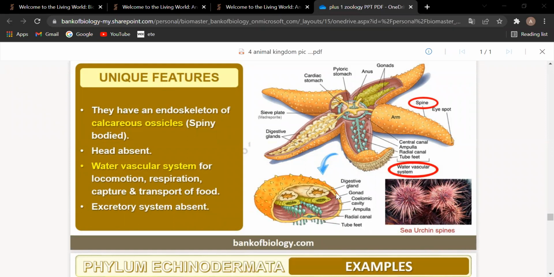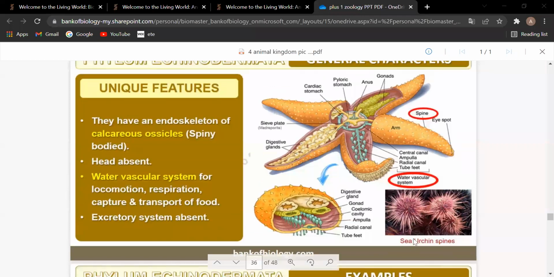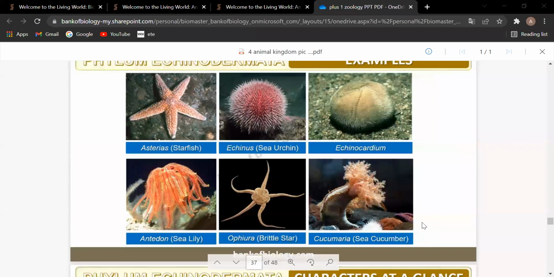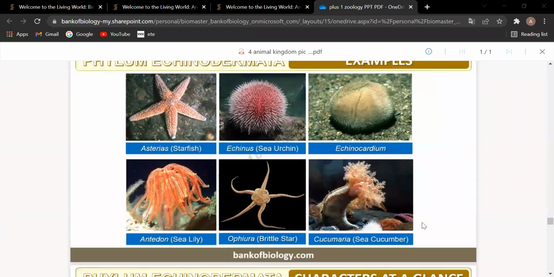Yeah, someone was asking me about sea urchin. Can you see sea urchin? Sea urchin shows spines. Fine. Examples, all these examples are given in your textbooks. That is Asterias, starfish; Echinus, sea urchin; Echinocardium; Antedon, sea lily; Ophiura, brittle star; Cucumaria, sea cucumber. These all names are there in your books. Just look at the differences in their shapes and sizes and forms, right?